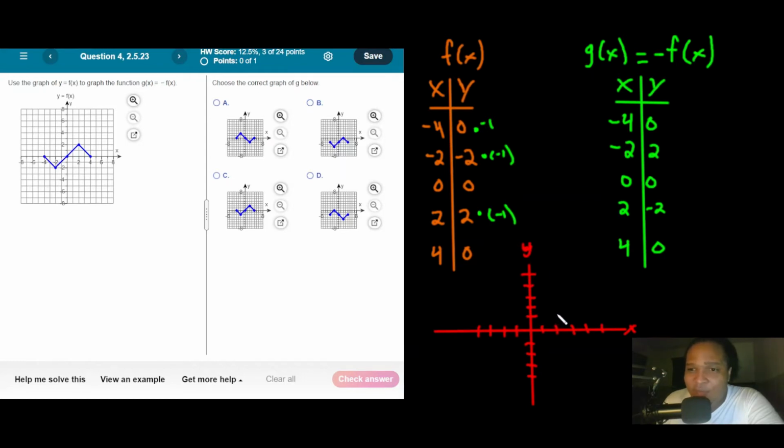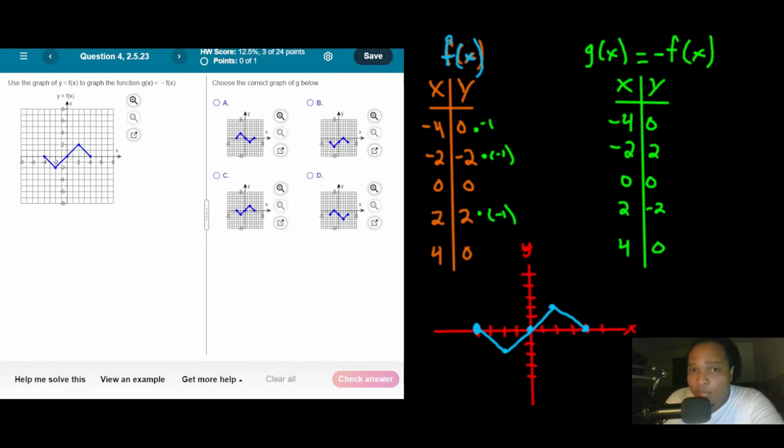Okay, so now let's go ahead and plot the original. The original was in orange. So we have -4, 0. We have -2, -2. Let's put that in blue, since you can't really see orange and red that well. So f of x is in blue now. So we have -2, -2, so 1, 2, 1, 2, something like that. We have 0, 0. We have 2, +2. And then we have 4, 0. Go ahead and connect your dots. And we have our original.